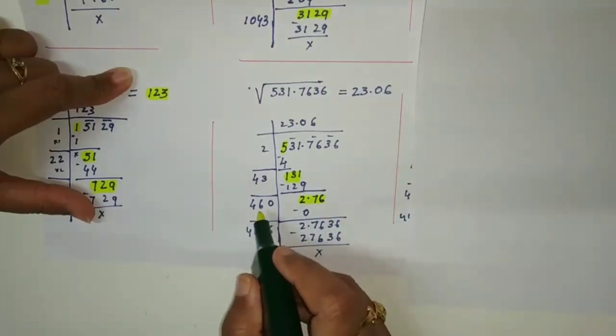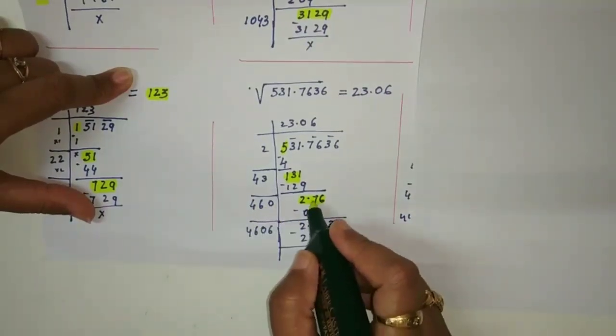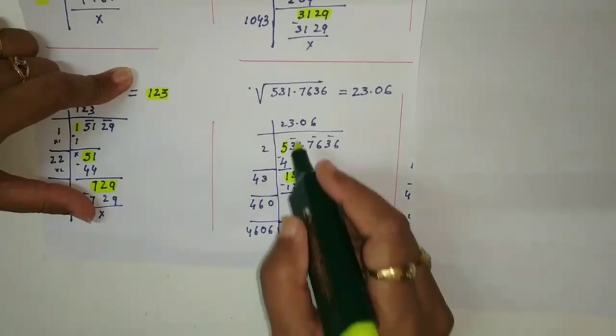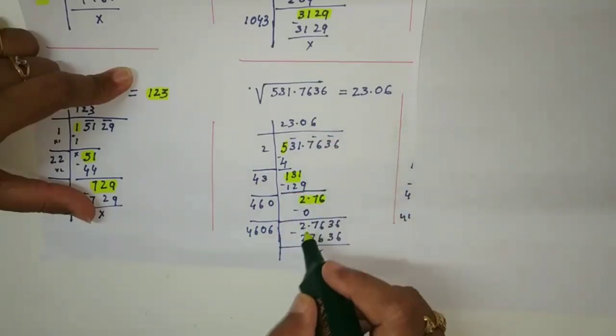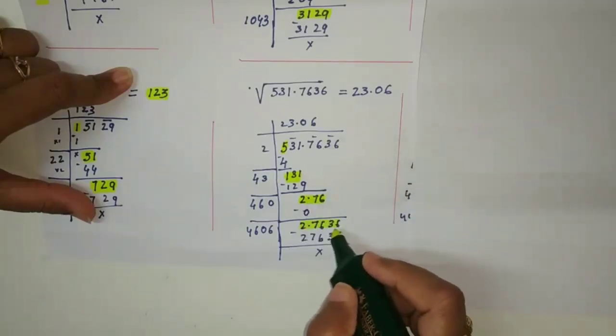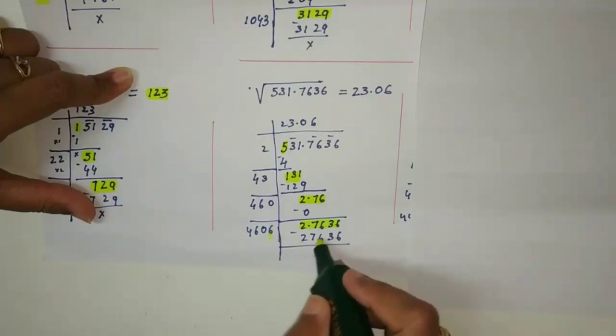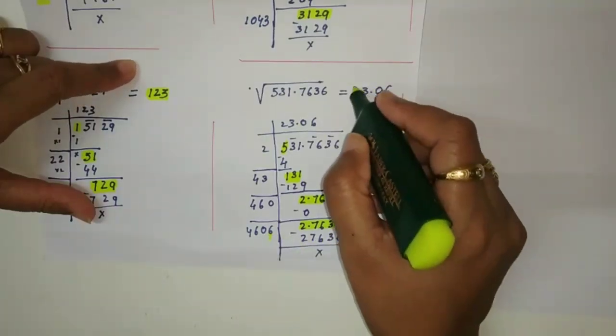But here the minimum number is 0. So it is 460, which is always more than this number. Therefore nothing goes. So 0 is taken. Therefore the next number which comes down is 2.76. 36 comes down. 460, which number? 6. Multiply and you get the number. The answer is 23.06.